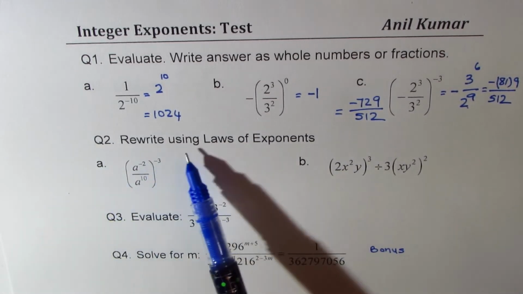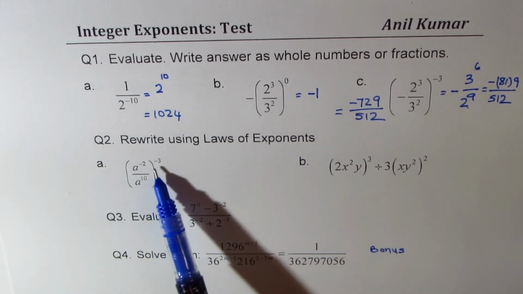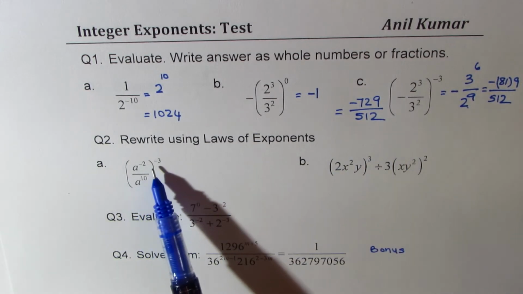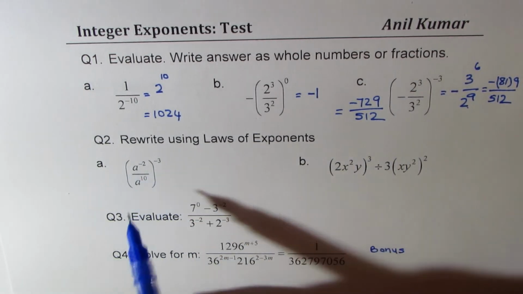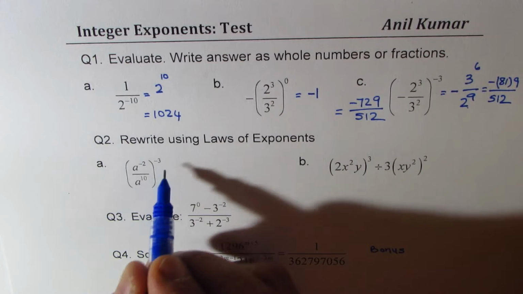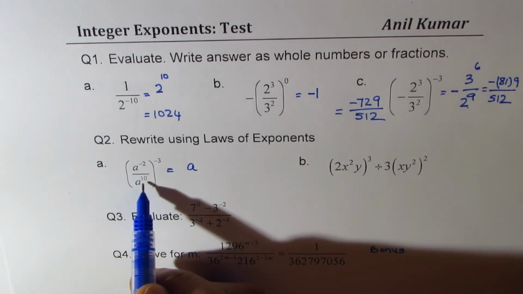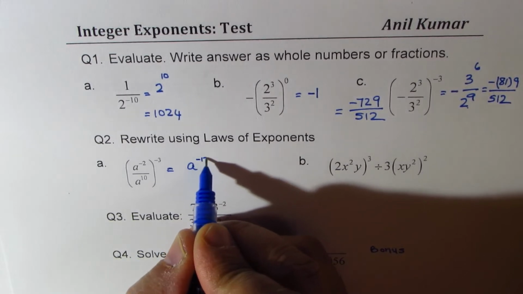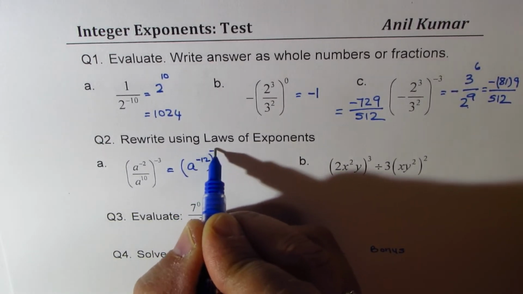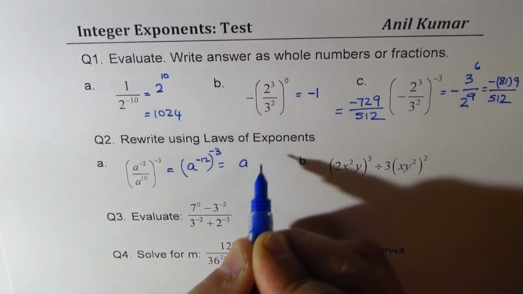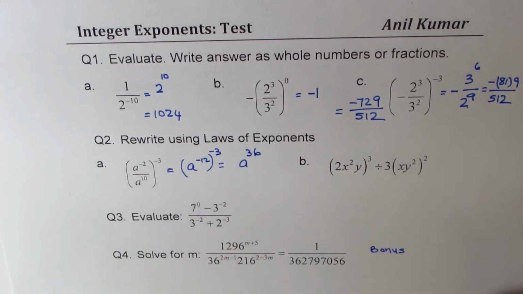Question 2. Rewrite using laws of exponents. Here again we have a similar situation. Minus means we'll flip. But let's do inside first, right? So a to the power of minus 2 minus 10 is minus 12, to the power of minus 3. That gives us a to the power of 36 as our answer.